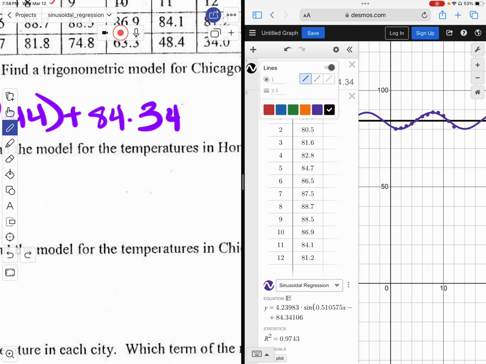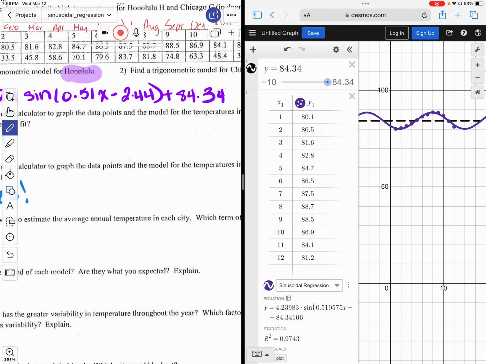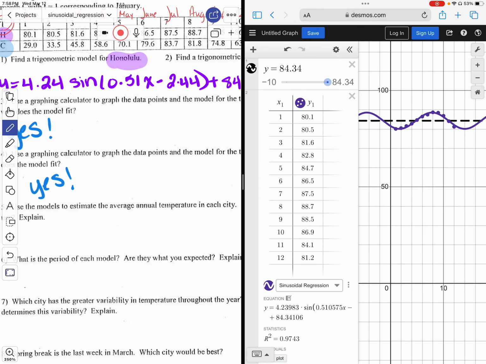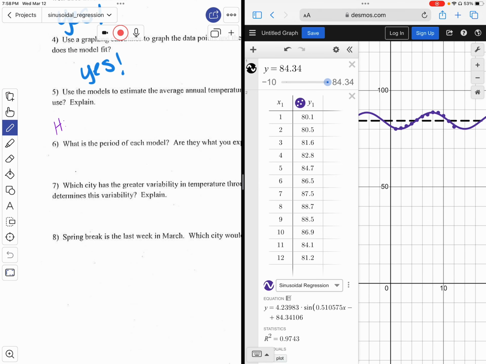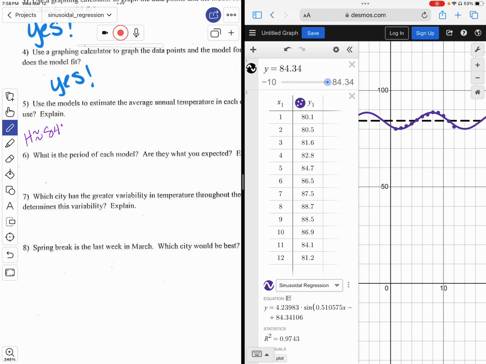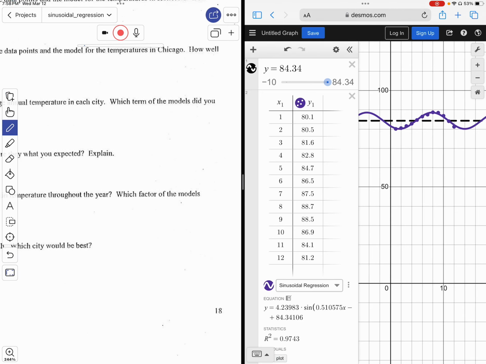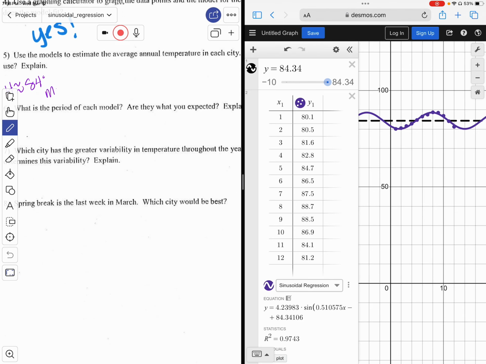So on average, the temperature should be about 84 degrees. Honolulu is about, I would say, 84 degrees based off of my midline. And it says, which term of the model did you use? We used that midline because it's the middle of the data, the middle is average.